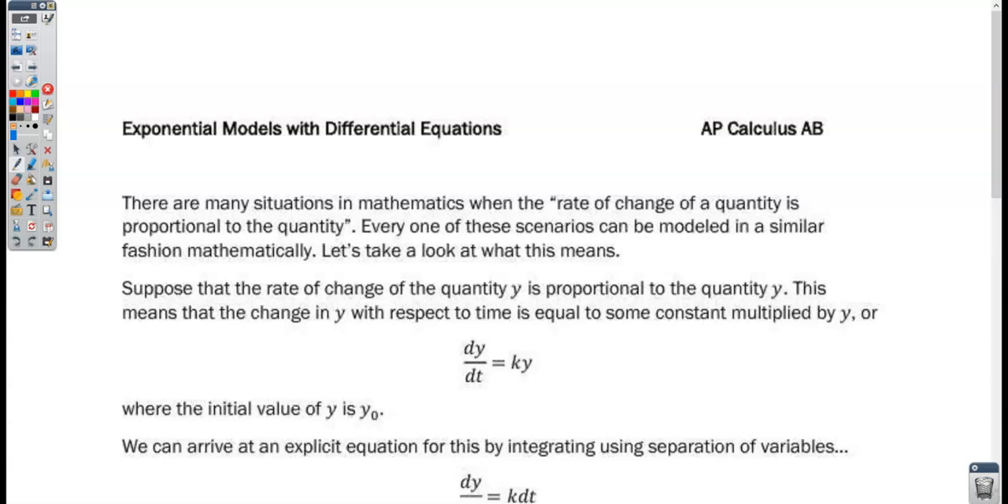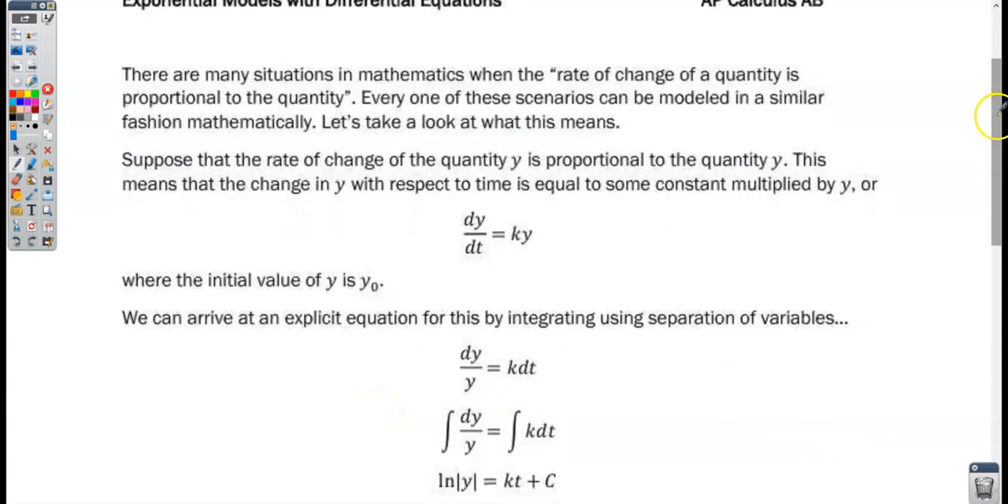So if the rate of change of the quantity y is proportional to the quantity y, that leads to this differential equation. The change in y with respect to time is equal to some constant k times the value of y at the moment in time. That's exactly what that's saying. The rate of change of a quantity is proportional to the quantity, where k is our constant of proportionality. And the initial value of y here is y sub 0, y at time 0.